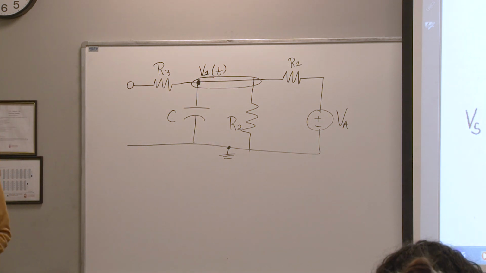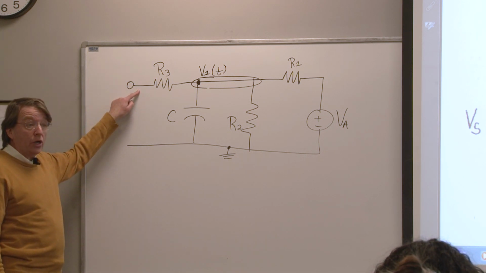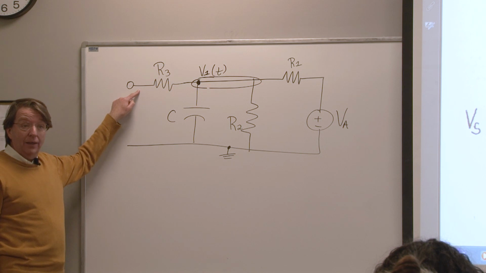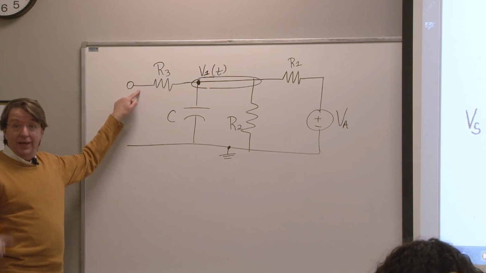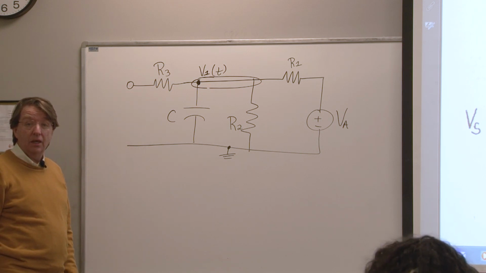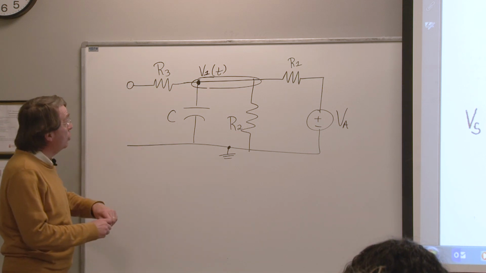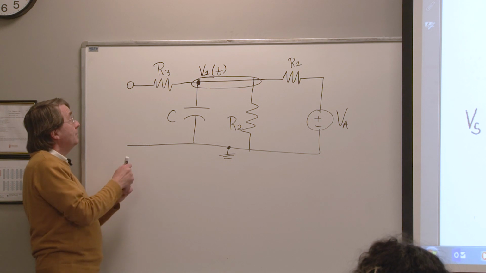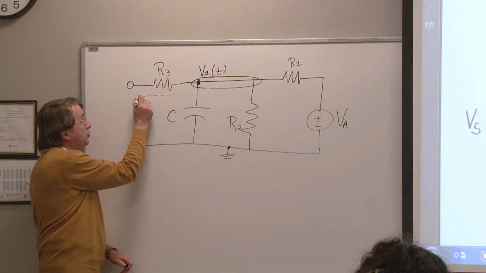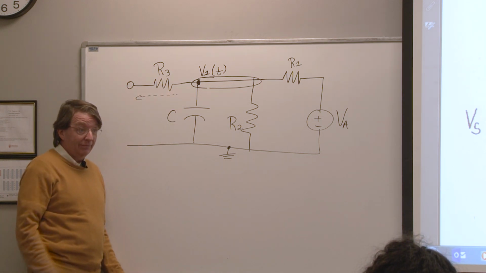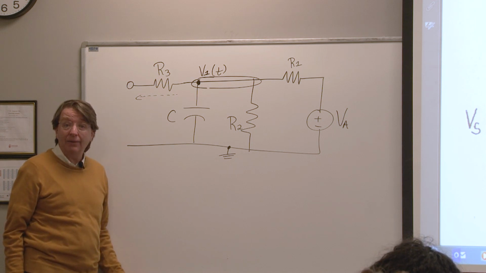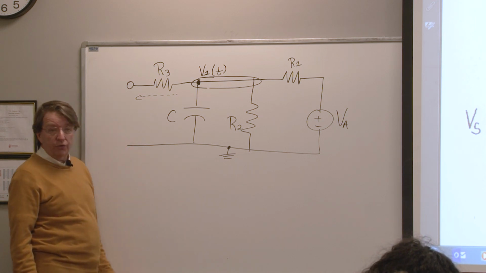All right. Now, the next thing I notice is that R3, there's no current going through R3. Why? Jonathan? Right, it goes right into the capacitor. There's no current going here because if current were to flow this way, it's a dead end. Can't come around, can't come back. So there's no current through R3.